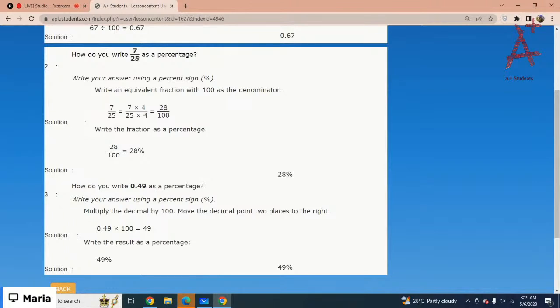How do you write 0.49 as a percentage? You have to write down the answer as a percentage. So it would be 0.49 times 100, and that equals 49%. Let's just start with the practice questions.